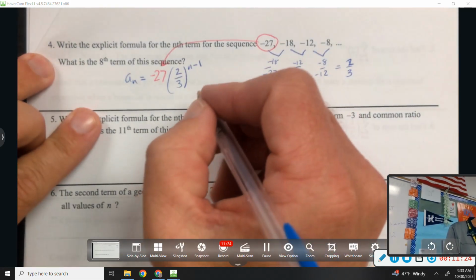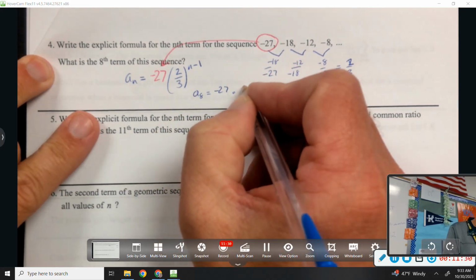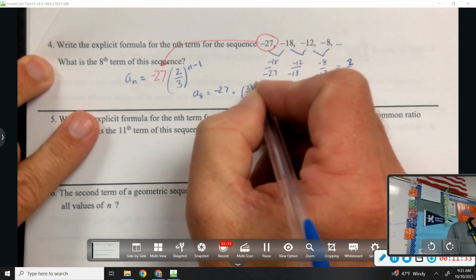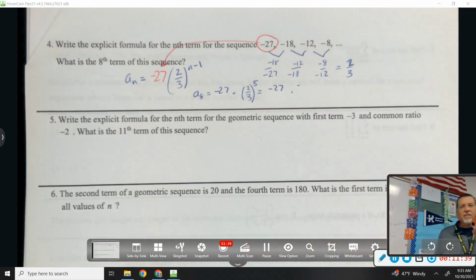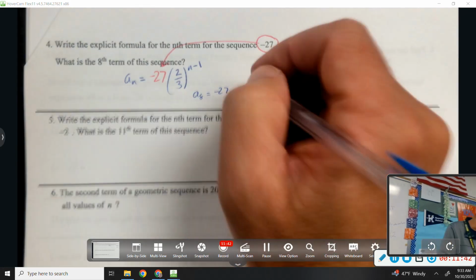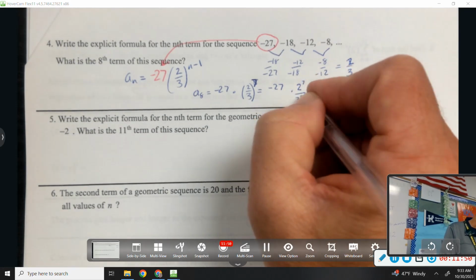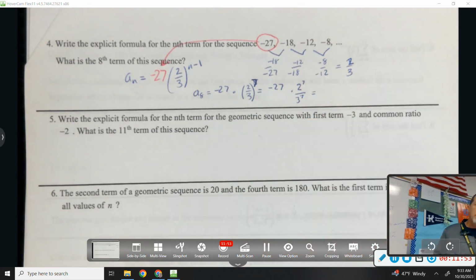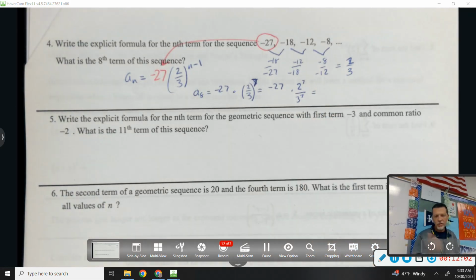Oops, 8th term. So a sub 8, negative 27 times 2/3 to the 8th. Oh, that's going to be lovely. Whoops, not to the 8th, to the 7th. Didn't make that mistake on purpose, but it is a common mistake. I plug in 8 and I do 8 minus 1 and get 7. So 2 to the 7th over 3 to the 7th. Although I think 2 to the 7th isn't terrible. You can just count them up if you need to. 2, 4, 8, 16, 32, 64, 128.